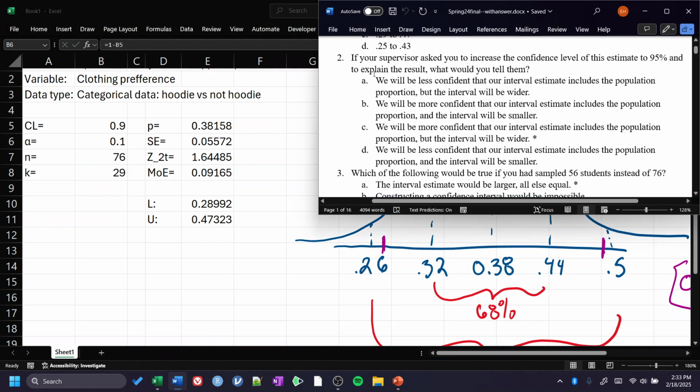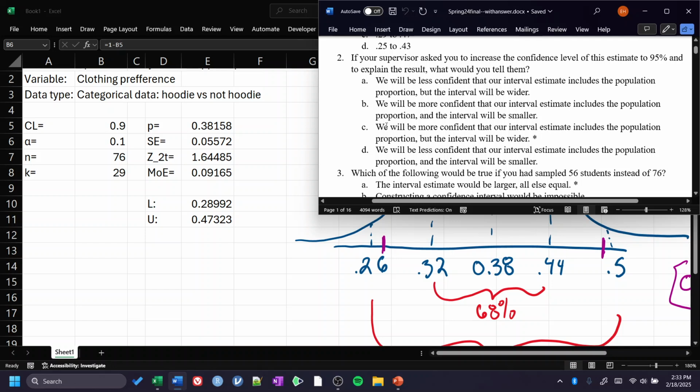So answer 1, we will be less confident that our interval estimate includes a population proportion, but the interval will be wider. Well, we're not going to be less confident because instead of 90% confident, we're going to be 95% confident. Okay, so here, we will be more confident that our interval estimate includes the population proportion and the interval will be smaller. Well, the interval is not smaller, our interval is going to be wider.